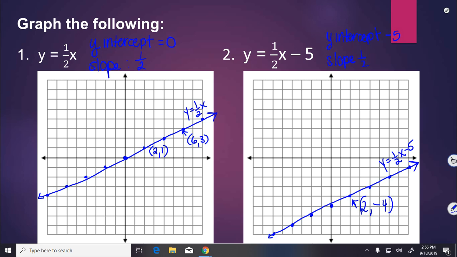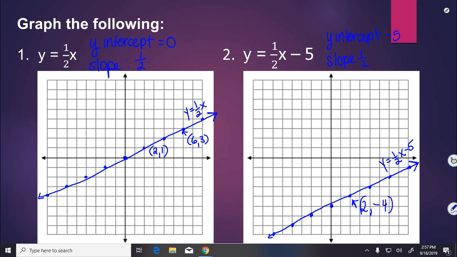And again, this would have infinitely many solutions. It would keep on going in both directions if our coordinate plane was larger. So the point (100, 45) would also be a solution because if I plug in 100, half of 100 is 50, minus 5 is 45. So any point that satisfies the equation would be on the line.